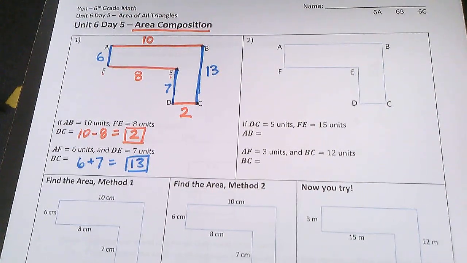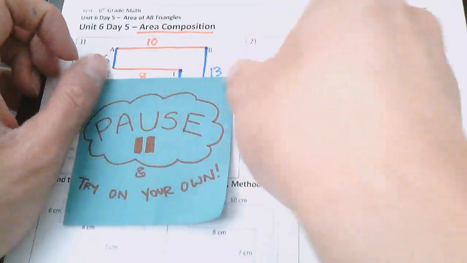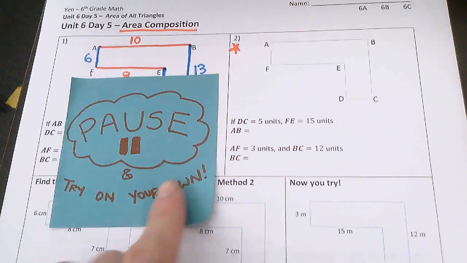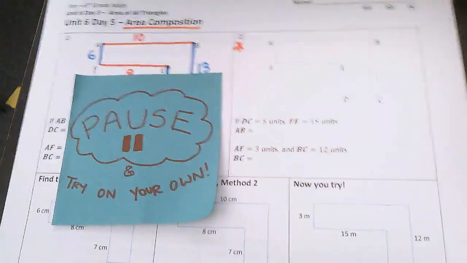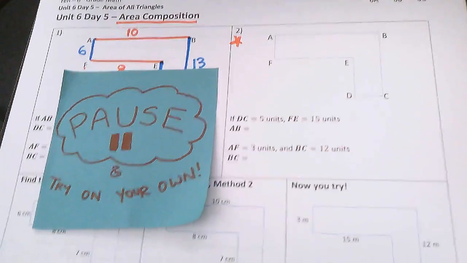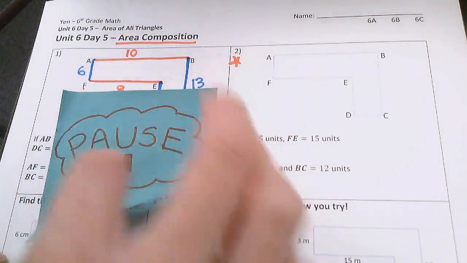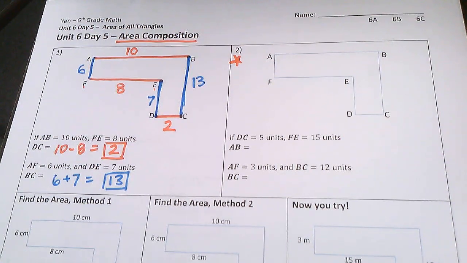Now, I'm going to have you pause and try number 2 on your own. Label the side lengths and then find the missing side lengths for number 2. Let's pause, try that one on your own, and then resume the video when you're ready to check your work. Now we are resuming the video to check our work. Let's see how we did.